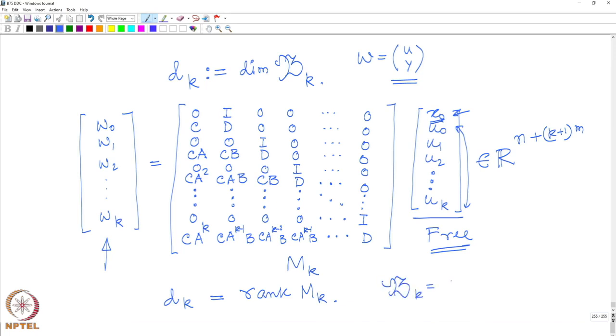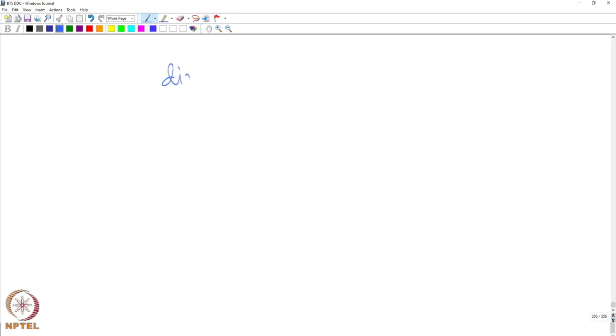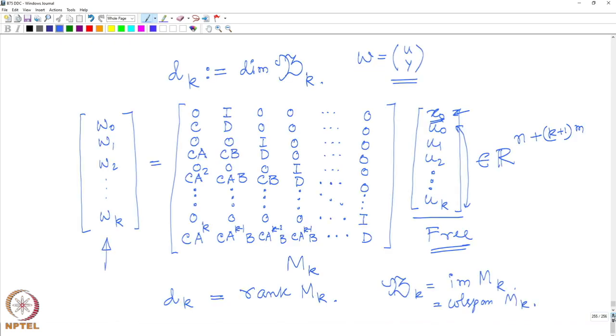Therefore, Bk is in fact equal to the image of this matrix Mk, or the column span of this matrix Mk, whatever you wish to call it. So, that means the dimension of Bk must be equal to the rank of this matrix Mk, that is it. Therefore, Dk is equal to the rank of Mk. So, I need to find the rank of this matrix.